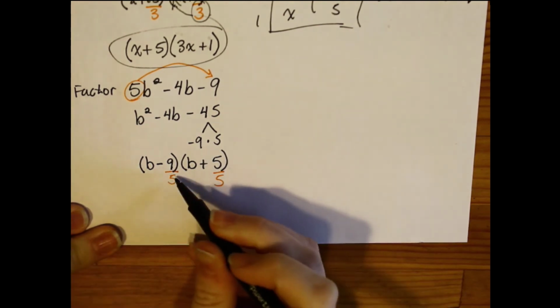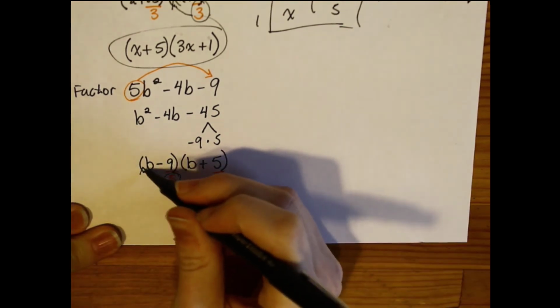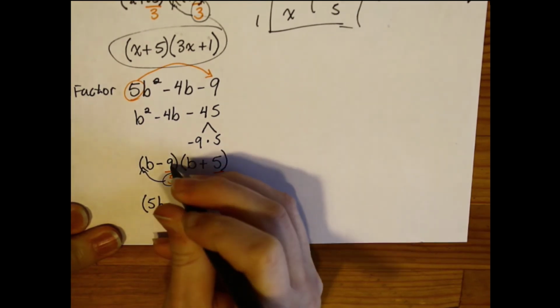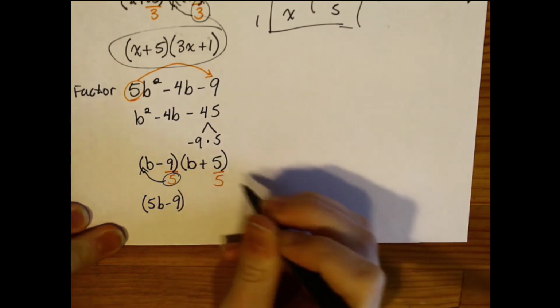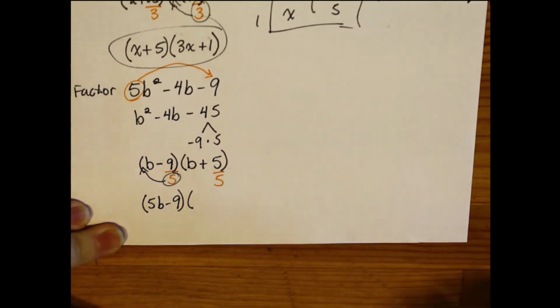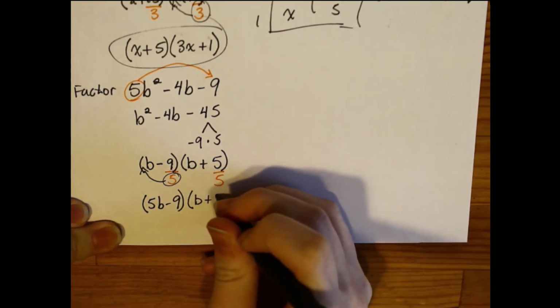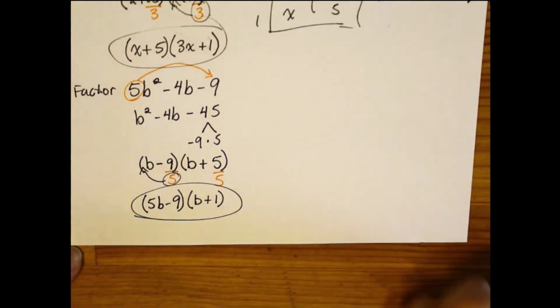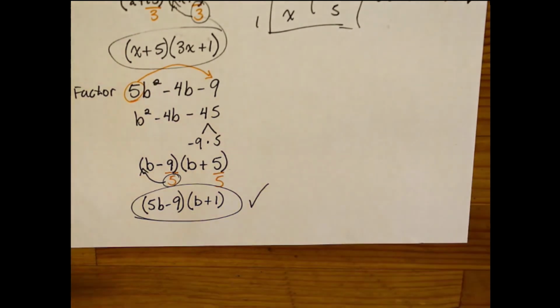If not, what do I do with the number? I move it out front of the b. So in this case, I get 5b minus, that stays a 9 now. And I get, well, 5 over 5 is 1. So this one is b plus 1. All right, if I multiply that back out, sure enough, I get the original quadratic back. So we are done.